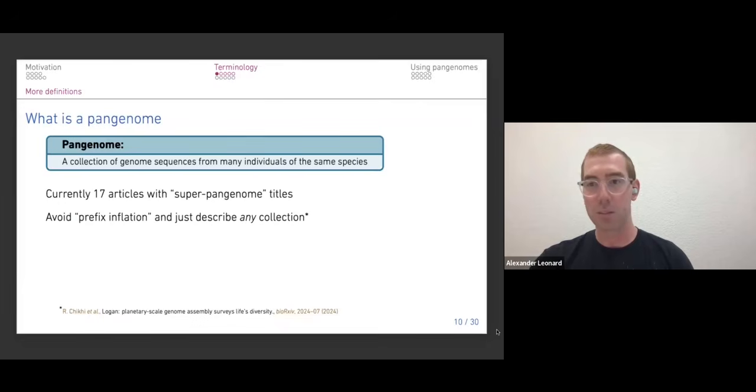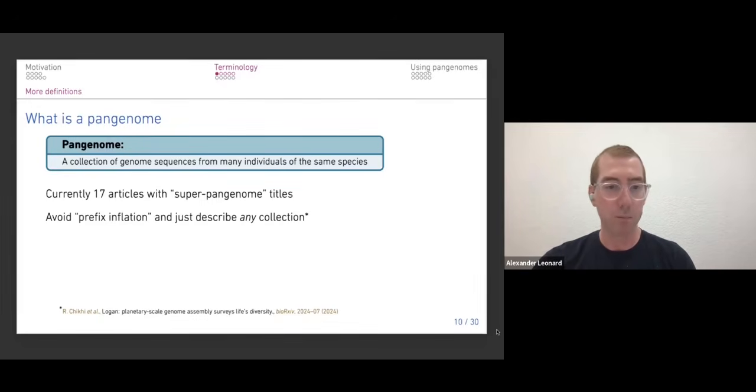But the idea is as we build bigger and bigger graphs, we have more and more samples from different species. We're going to have to start calling them mega pangenomes, hyper pangenomes is kind of useless. So really, I think the key is a pangenome is just any collection of genome sequences from any set of individuals. It doesn't matter if it's the same species, same population, multiple species, genera, whatever.